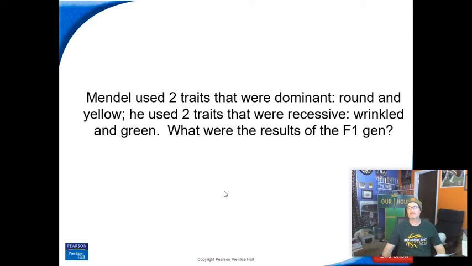Mendel used two traits that were dominant, round and yellow. He used two traits that were recessive, wrinkled and green. What were the results of the F1 generation? You might want to take a look back at number 28. Yeah, they were double heterozygous. They were big R, little r, big Y, little y. They had both of the dominant traits in the phenotype, but they were double heterozygous in the genotype.